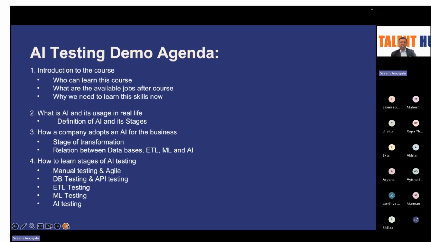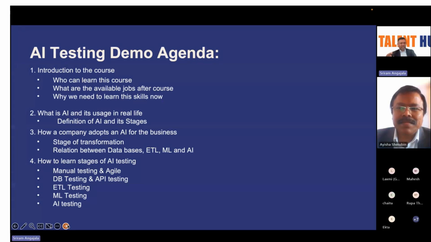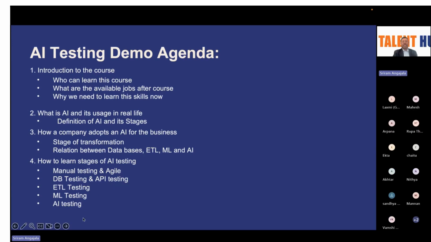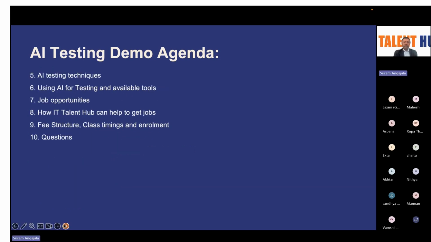Okay, so what we will be discussing today is what this course is that we're teaching, and what is AI, what is machine learning, what is ETL. Especially when you want to learn AI testing, there are different levels of learning. You can't just straight away go and say that I know AI. There are levels to it. We'll be explaining that in a bit. And then we'll be talking about AI testing techniques as well.